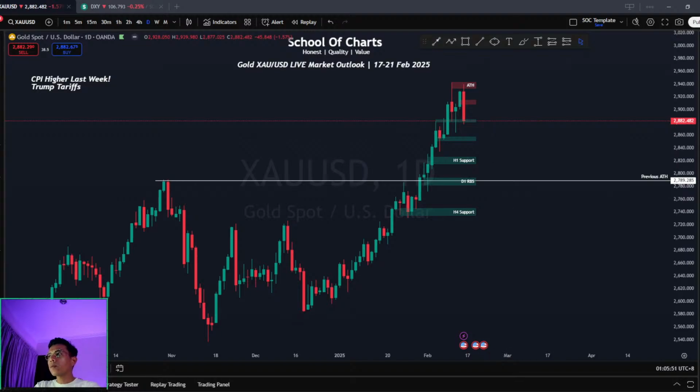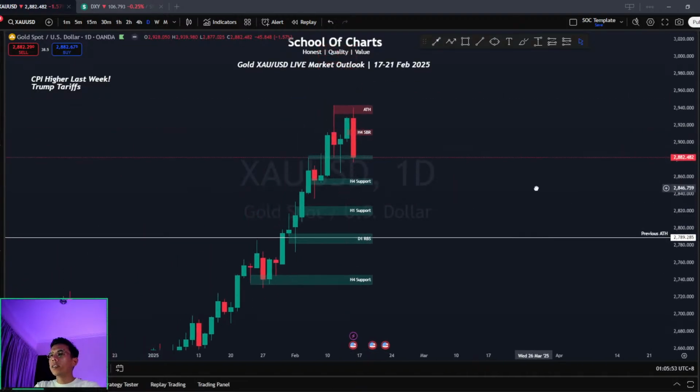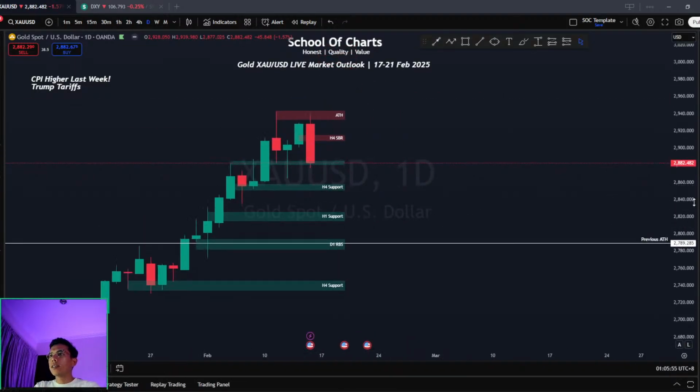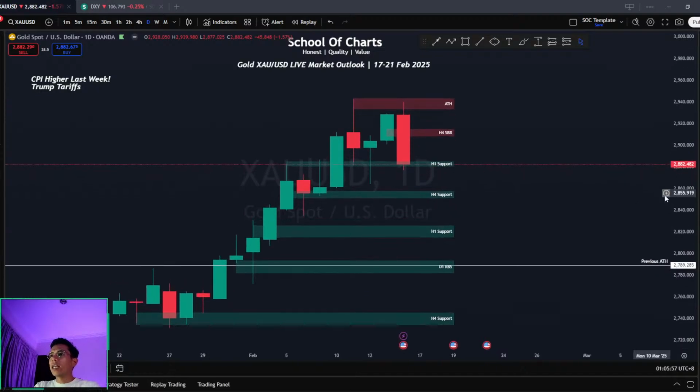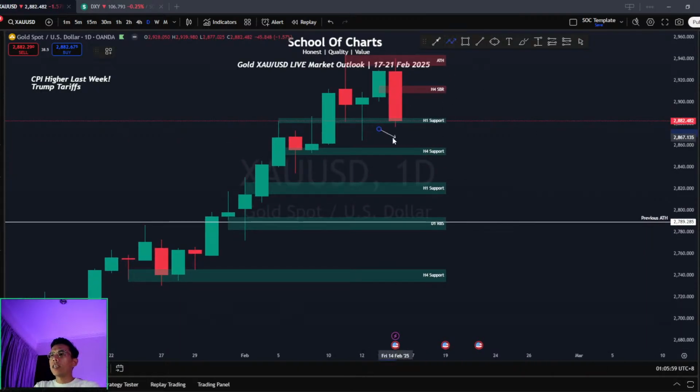So for the new week, and for the upcoming weeks, if you get a stronger pullback to the downside, that is even better. If price were to break all this support and reach this level at the previous all-time highs, and it touches this level, this is where it would be even better for us to look for opportunities to go long, to look for opportunities to buy gold.